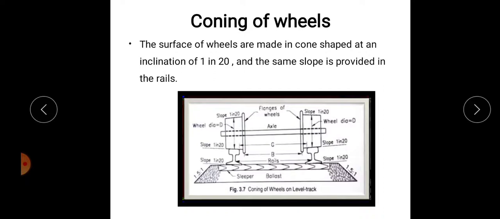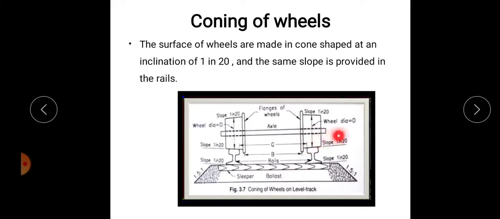In this figure it is clear that this is the wheel, and the wheels are moving on the rail. This is the rail. You have studied the different types of rail sections. The wheels are touching the rails, and in this figure it is clear that the surface of the wheels is made in a cone shape, that is, the slope is 1 in 20.